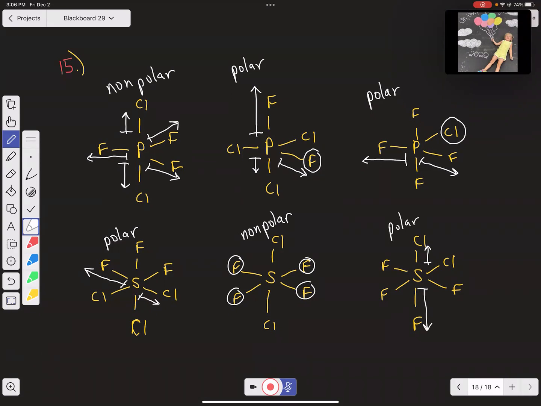So all of these are polar bonds. The next step is, what is the geometry? Do those vectors cancel each other out, or do they add together in any of those cases?